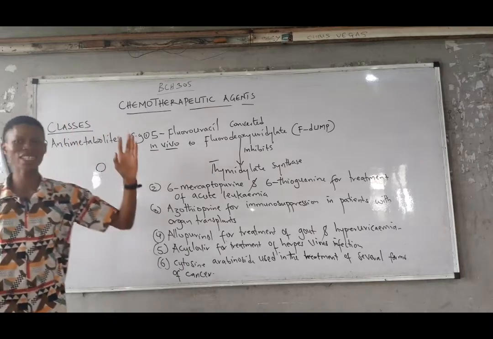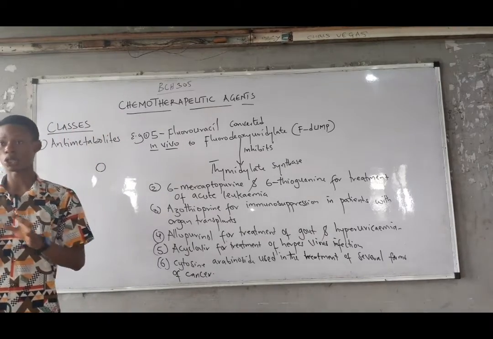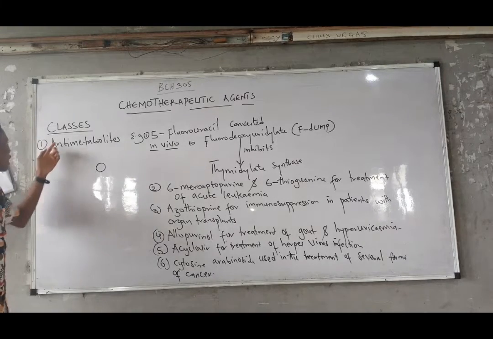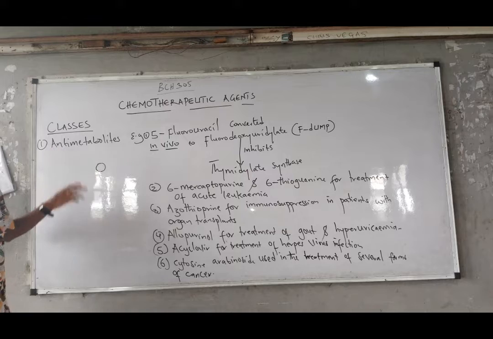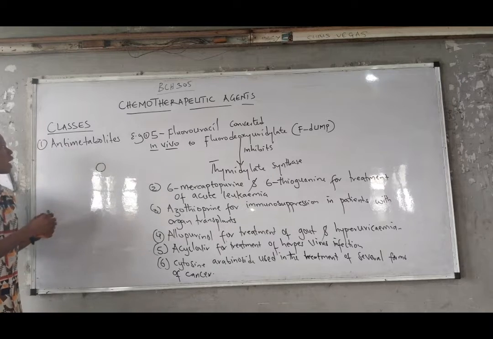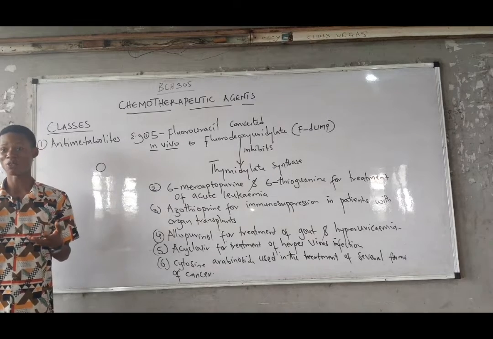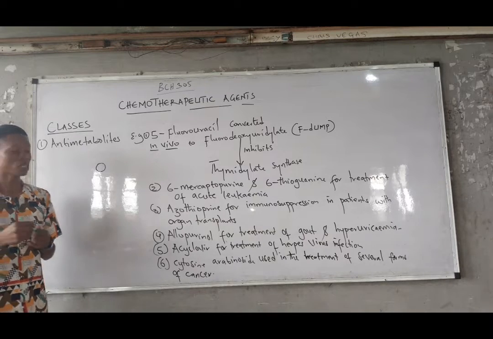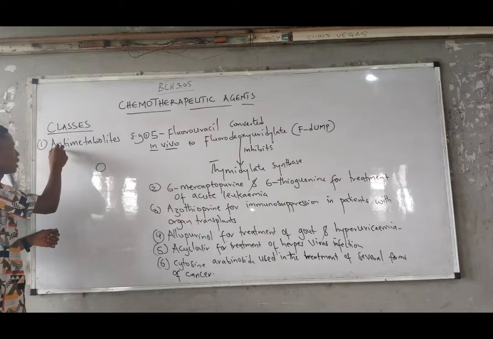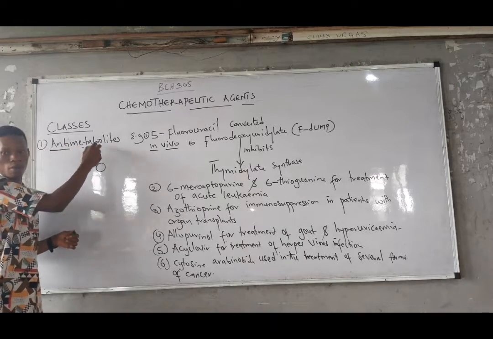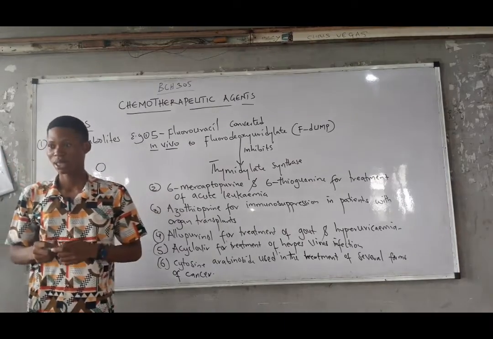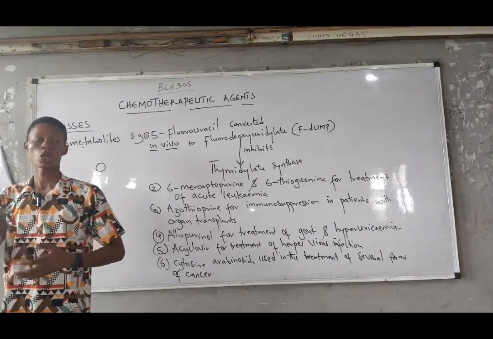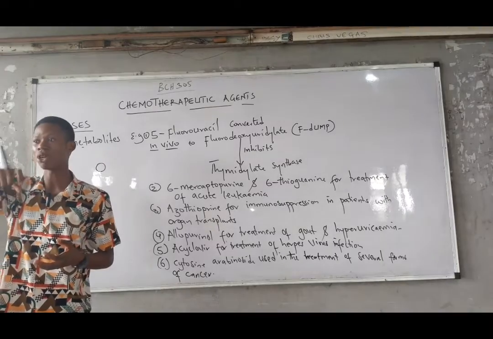Now, the classes of chemotherapeutic agents, you should take it very seriously because you'll likely see this. The classes of chemotherapeutic agents, number one we say is what? Antimetabolites. Anytime you hear anti, anti means what? Against, right? So antimetabolites are against what? Metabolism, right? Antimetabolites are against metabolism. Substances that act against metabolism.